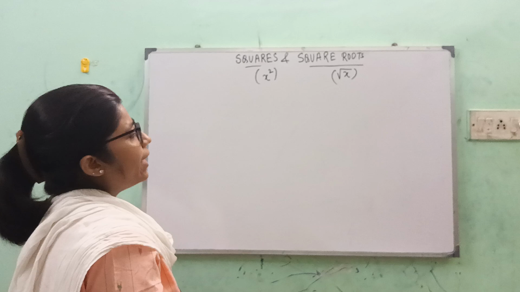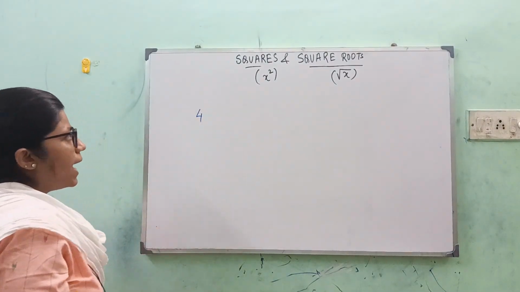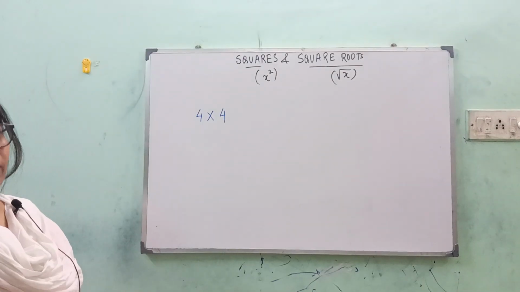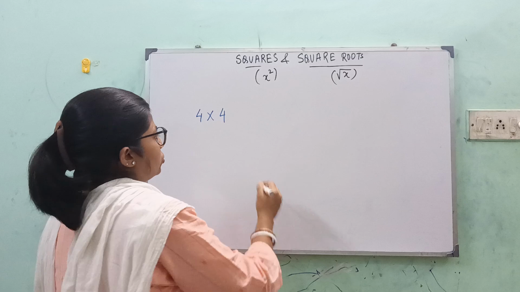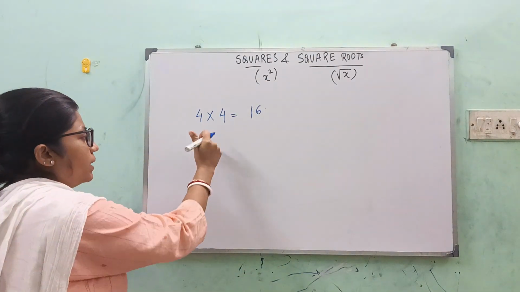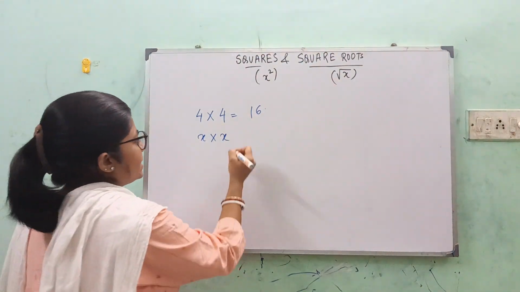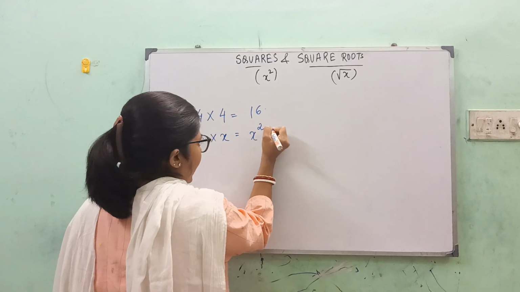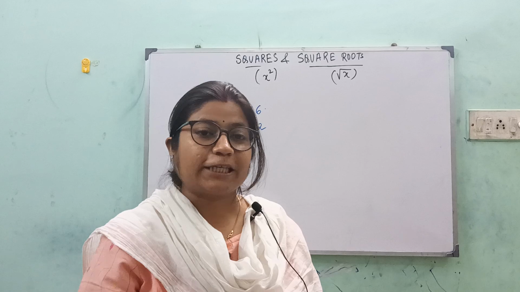What do you mean by square of a number? Suppose I write a number 4, and square means when I multiply the number 2 times. That is, if I multiply the same number to itself twice. So the answer here becomes 16. So a number that is multiplied to itself 2 times is represented in the form of x to the power of 2. We have already learned about the topic exponents.